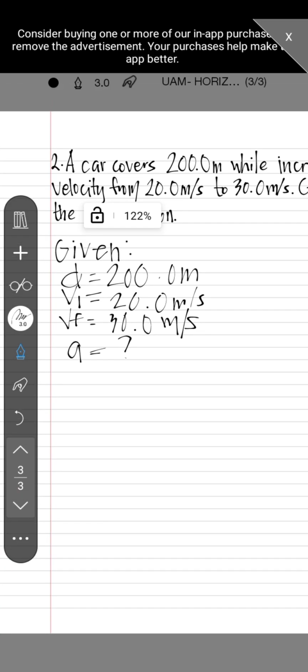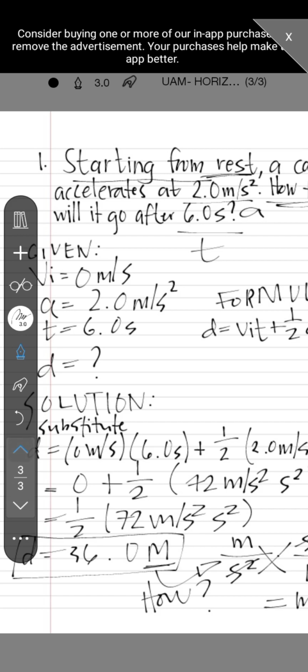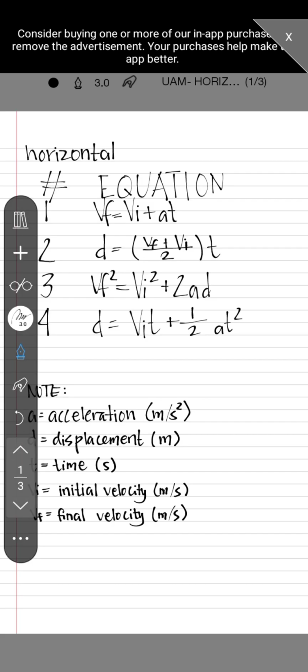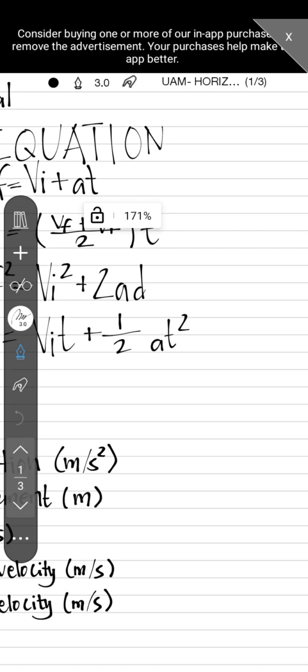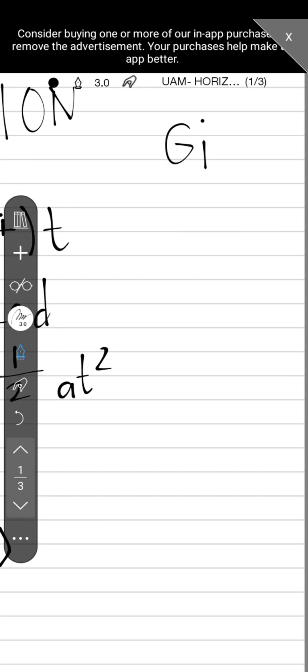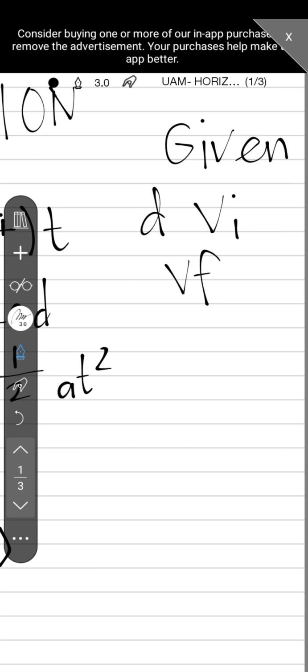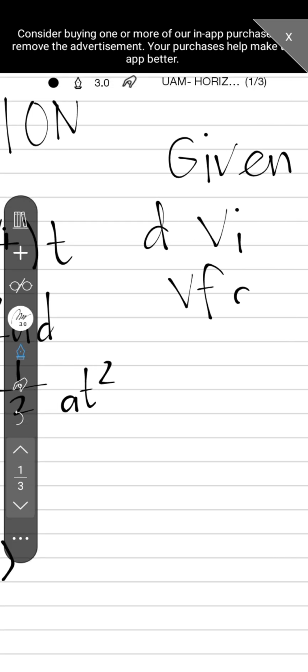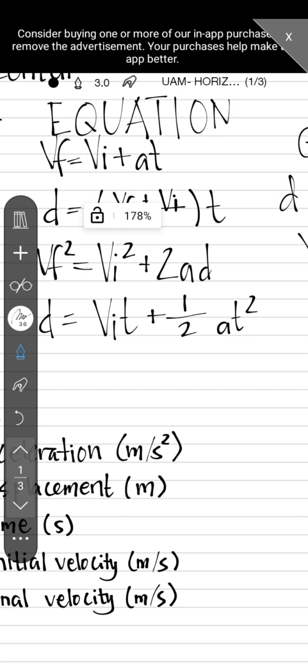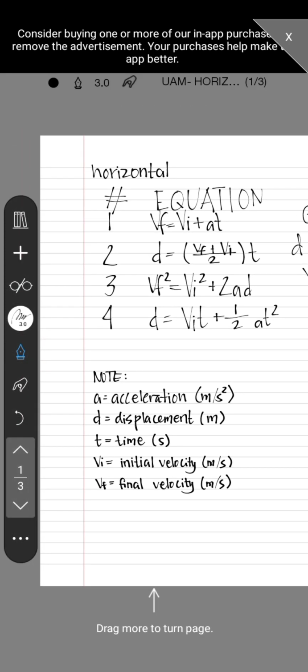The next step, we're gonna find the formula for this. To find the formula, we need to go back to our equations and find the equation that we need. Now, to find our equation, let us first list out our given once again. We have the displacement, which is d, our initial velocity, which is vi, and our final velocity, which is vf. Lastly, we're looking for the acceleration, so we're also gonna put a.